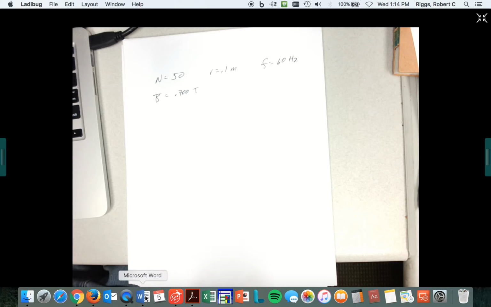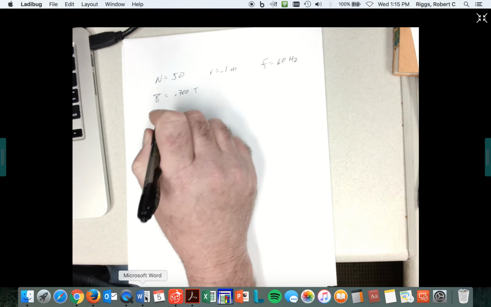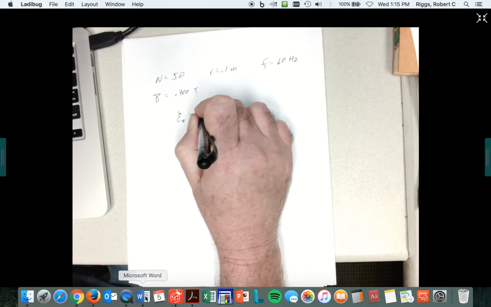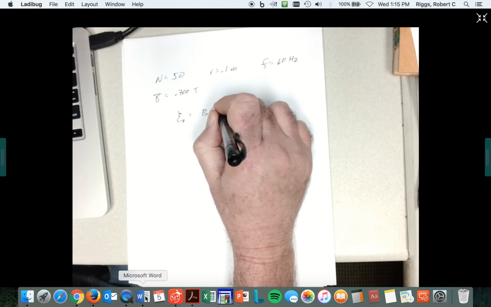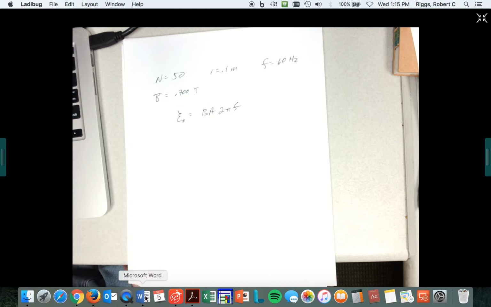So let's just get the equation started that we know. All right. I do know this. I know that omega naught, or E naught, is equal to BA times 2 pi times the frequency. Okay. That's equal to E naught.